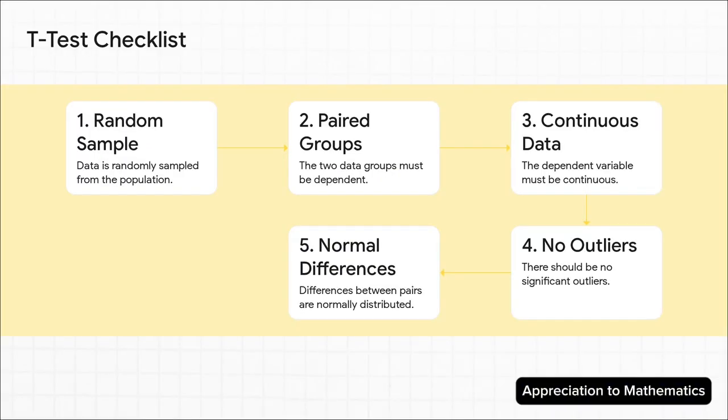First, your data has to be a random sample. Second, the two groups have to be paired. We just talked about that. Third, the variable you're measuring has to be continuous. Okay, pretty straightforward. But then you've got to make sure there are no crazy outliers that are going to skew your results. And finally, and this is the one that trips a lot of people up, the differences between the before and after pairs have to be what we call normally distributed. They have to follow that classic bell curve shape.